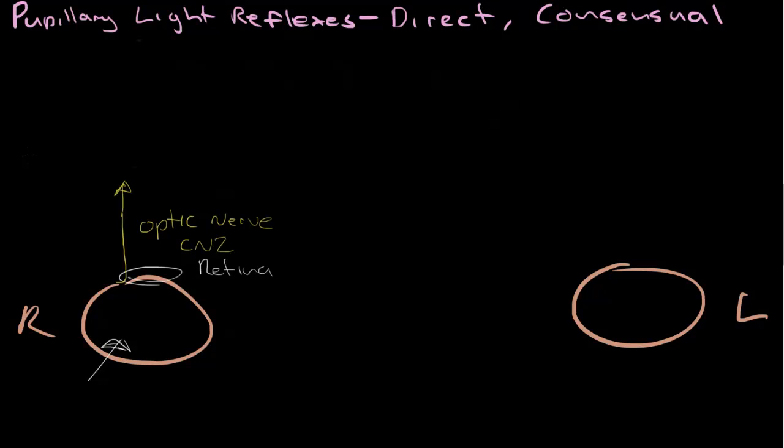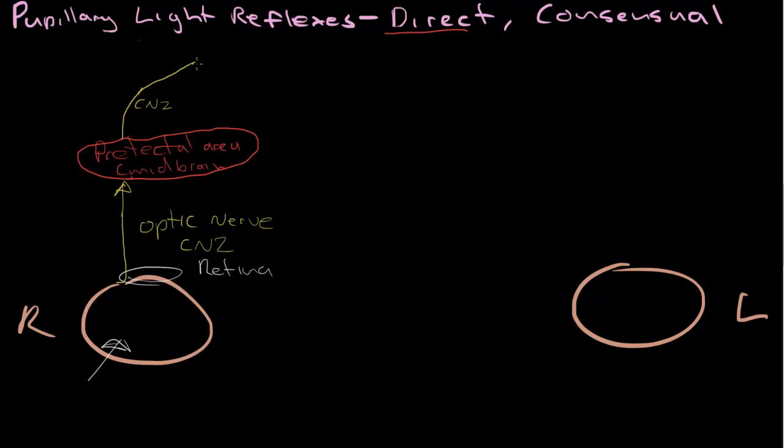Now this goes into the pretectal area, and that's in the midbrain. Now the pretectal area sends it to two places, but the first place it sends it to, to do with the direct response, is, oh, I'll go back. I'll stay in yellow. So again, still in the optic nerve, still in CN2, it sends it to the Edinger-Westphal nucleus.